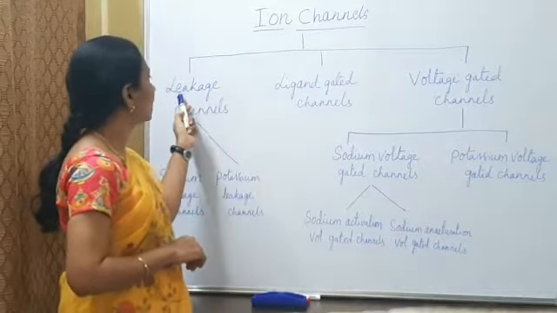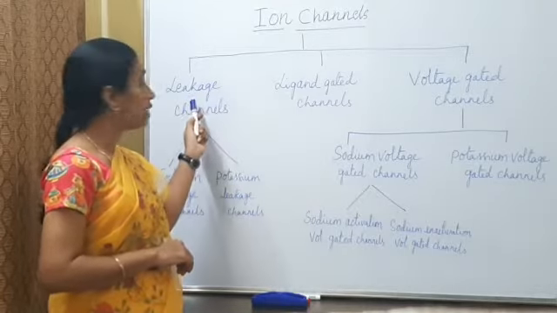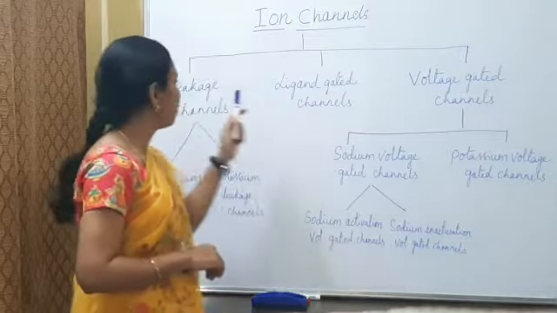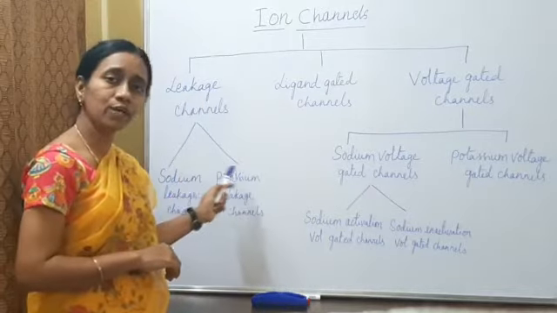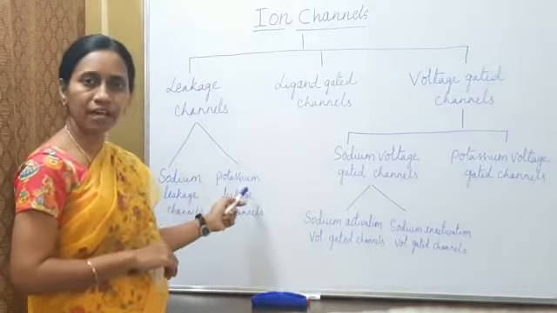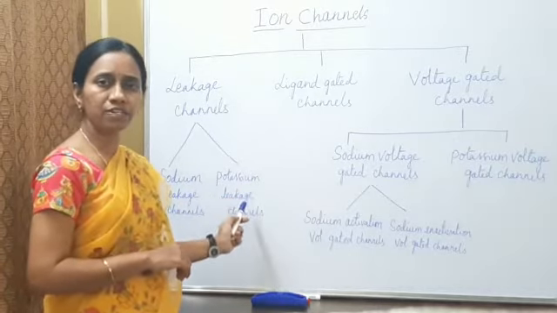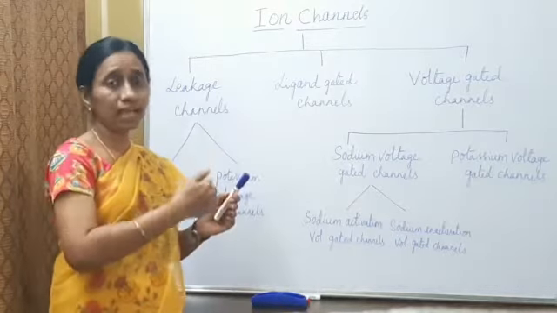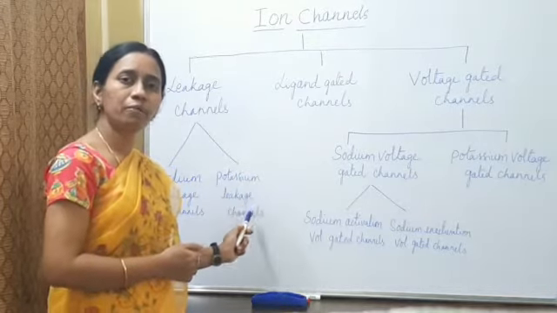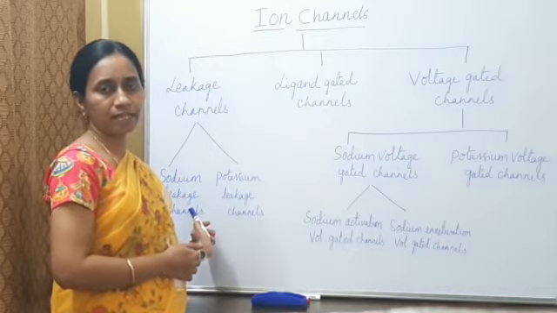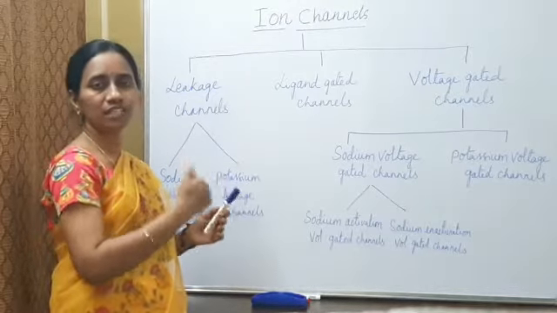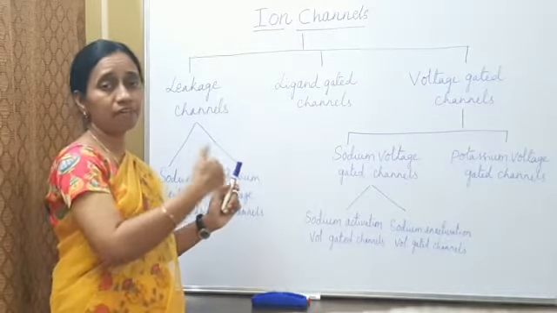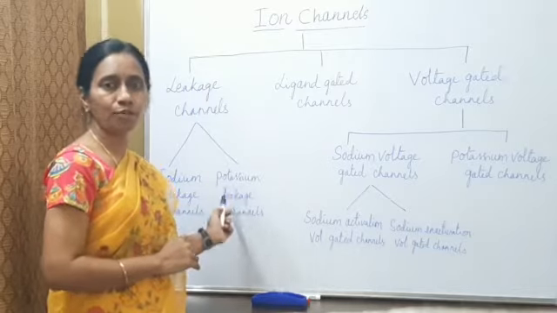Ion channels are of three types: leakage channels, ligand gated channels and voltage gated channels. Leakage channels are again of two types: sodium leakage channels and potassium leakage channels. Potassium leakage channels are more in number than the sodium leakage channels, so the axolemma is more permeable to potassium ions than sodium ions. The ions move through these channels by diffusion, so this type of transport is called passive transport.